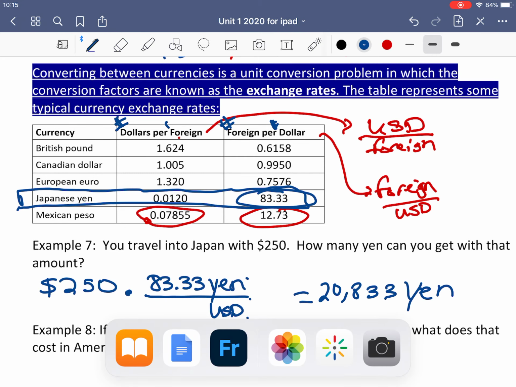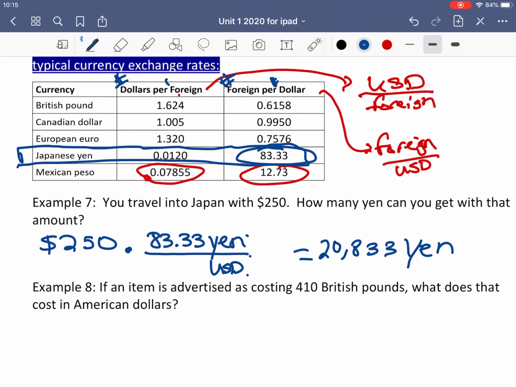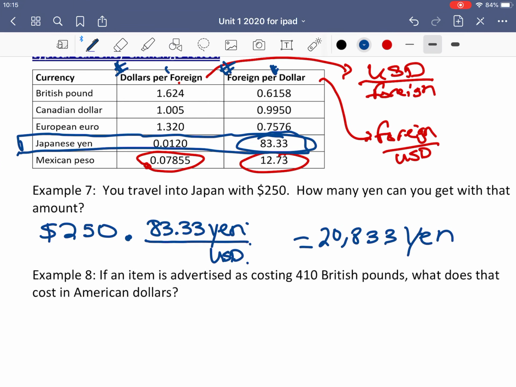Okay, so a lot of people think I did something magical there, but I didn't. I started with what I was given. I figured out what units needed to be in my conversion, which led me to the correct column, which led me to the correct multiplication. Let's say an item is advertised for 410 British pounds. Oh, that's not a B, sorry, BP. And I want to know what that's going to be in US dollars.